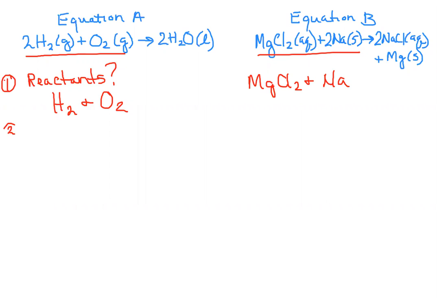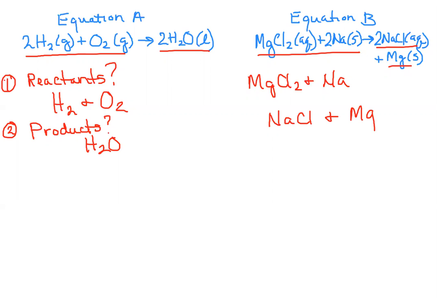Now for number 2, it says, what are the products? In equation A, the product is, there's only one, water, H2O. In equation B, the products are NaCl, which is sodium chloride, which is salt, and magnesium.